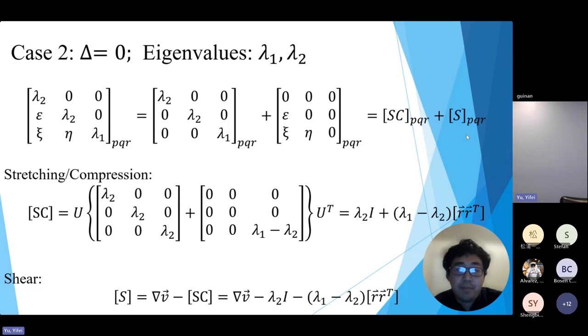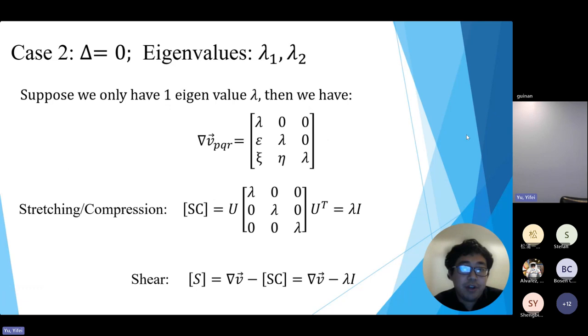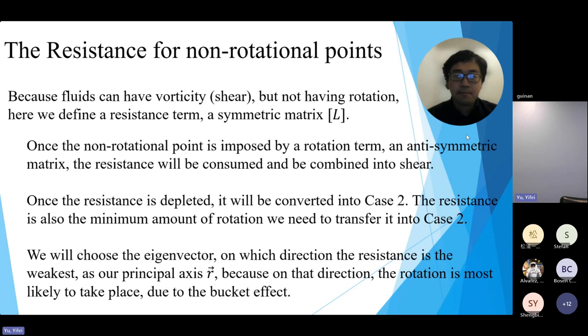Suppose we only have one real eigenvalue, say lambda, then the decomposition will be much easier. The stretching compression term will just be lambda I, and the shear term will just be nabla v subtract lambda I. Now let's look at the third case.